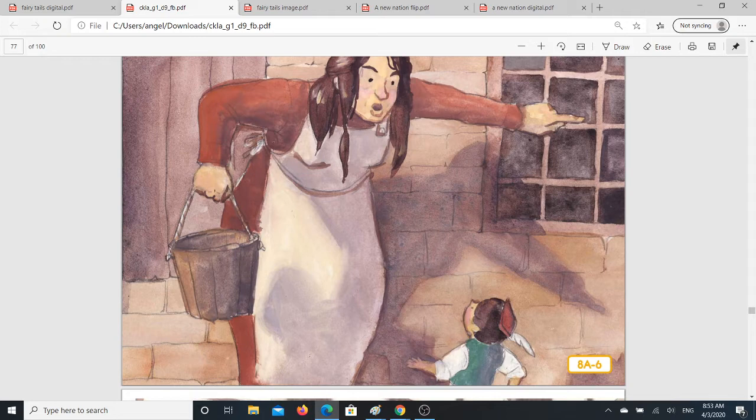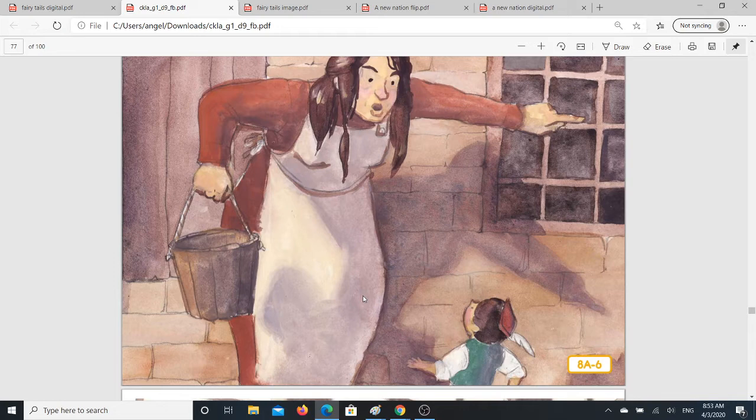What do you notice about this woman in this picture? So, giants are very strong and large characters, sometimes found in fairy tales.